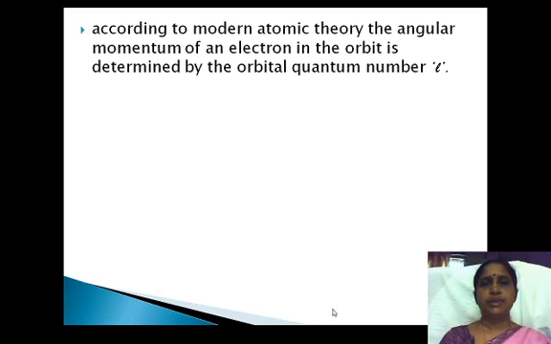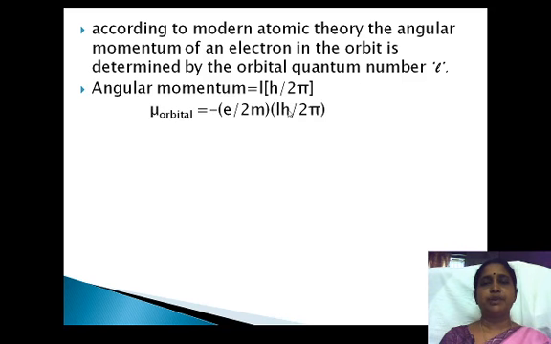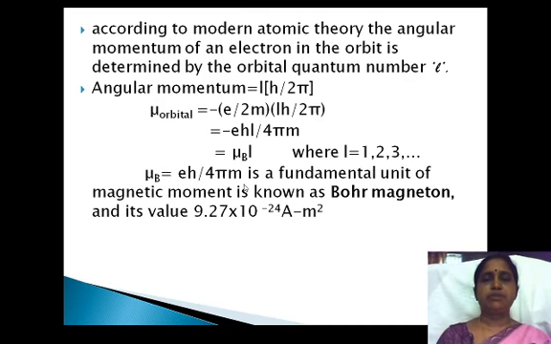According to the modern atomic theory, the angular momentum of an electron in the orbit is determined by the orbital angular momentum, indicated L, and L is equal to h by 2 pi. In place of orbital angular momentum we write L h by 2 pi, then minus e h L by 4 pi m. Here e h by 4 pi m is the mu B. This is the fundamental unit of magnetic moment. e h by 4 pi m is a constant value. So this is called the Bohr magneton. Magnetic moments are measured with this unit, the Bohr magneton.